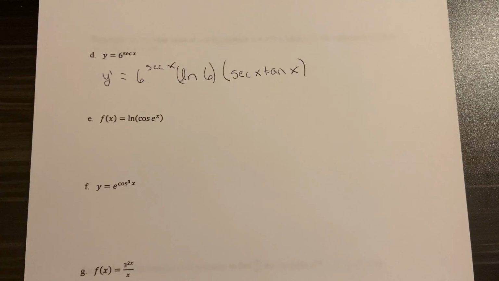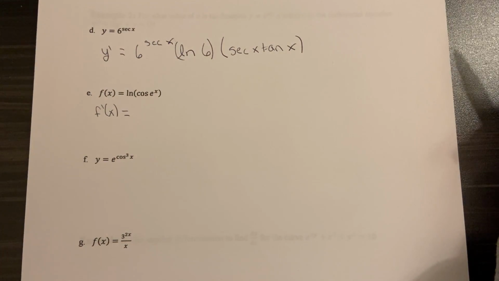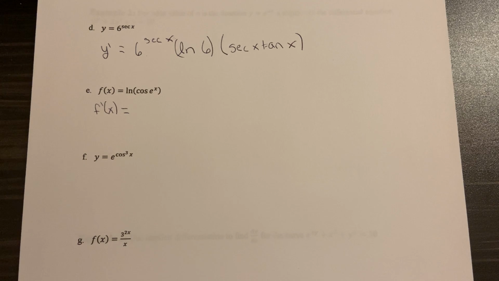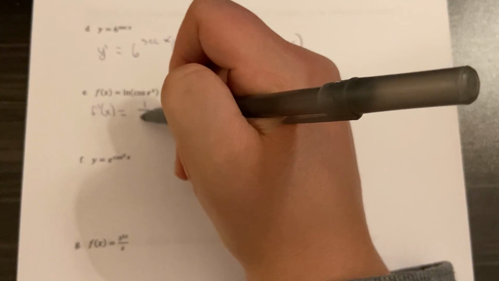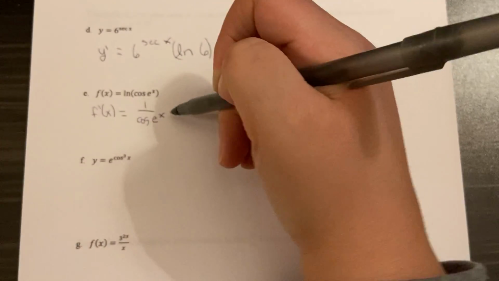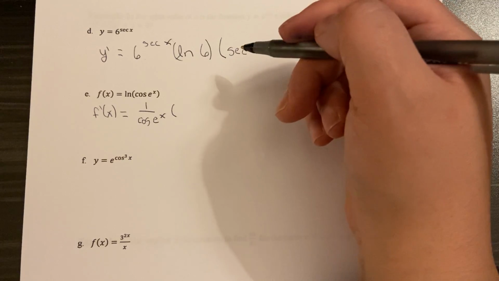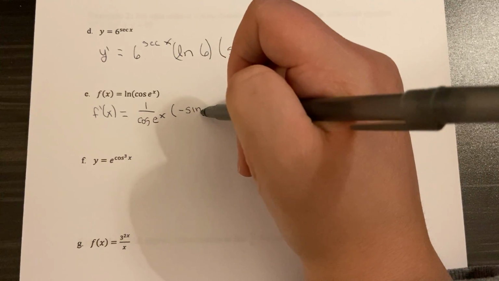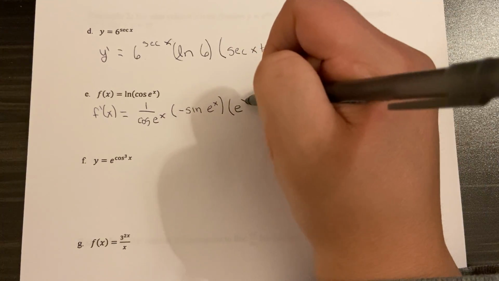Okay, so then e would then be f prime of x equals the derivative of ln. So now you guys are going to see the ln's and the e's mix together. So ln, again, if there's a function, it's 1 all over the function times the derivative of the function. So this is just going to be 1 all over cosine of e to the x. But then you have to multiply it by the derivative of cosine of e to the x. So that's a chain rule thing. So that's going to give you negative sine of e to the x. And then you still have to multiply it by the derivative of e to the x, which is just e to the x.